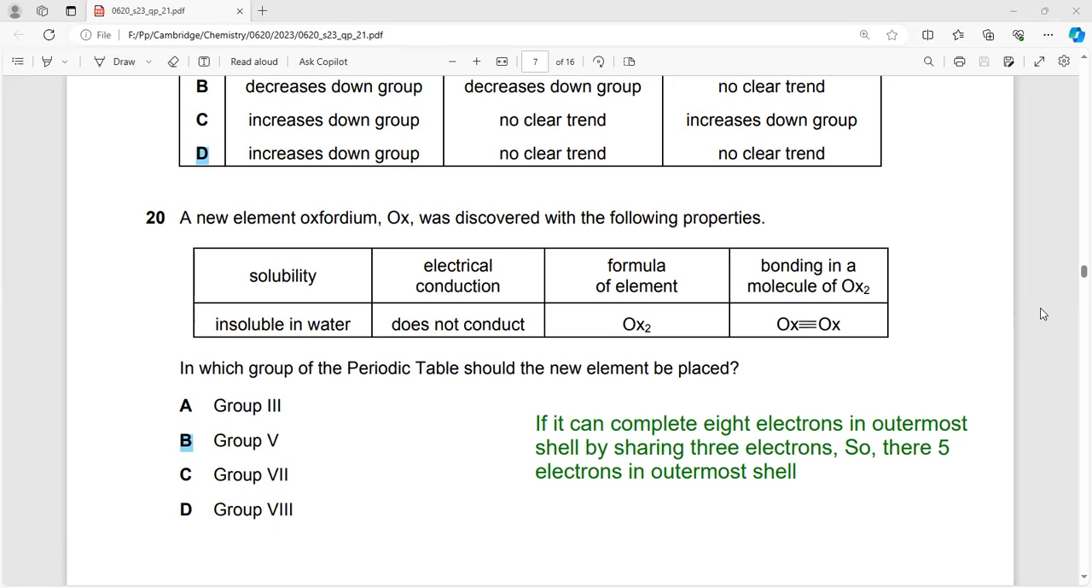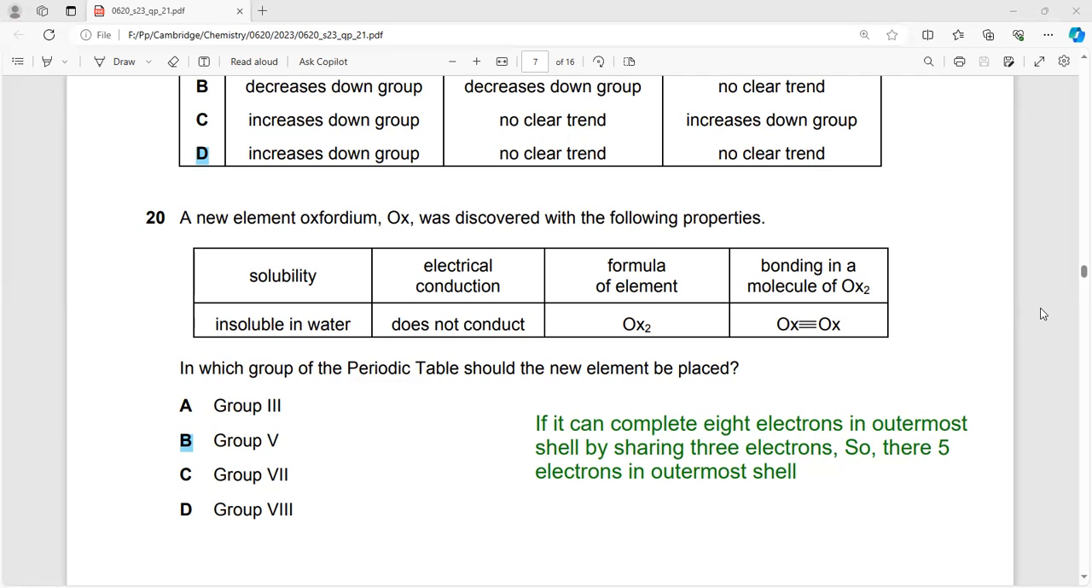Question number 20. A new element, oxfordium, was discovered with the following properties. Solubility: it's insoluble in water. Electrical conductivity: does not conduct electricity. And the formula is OX2, which means it exists in a diatomic state. We are getting some valuable information. This is a diatomic gas. So it's an element, this is a diatomic element.